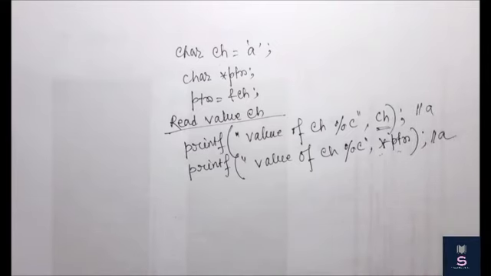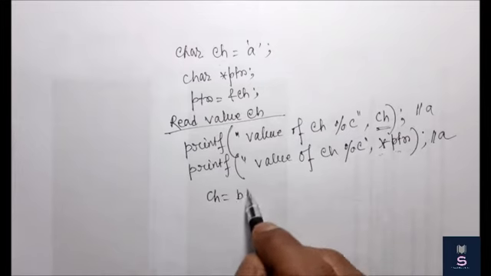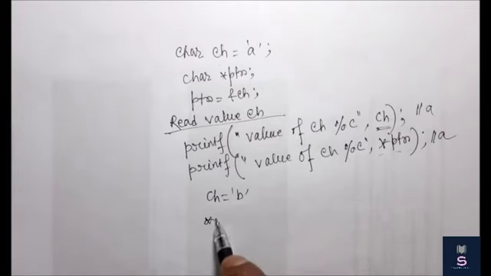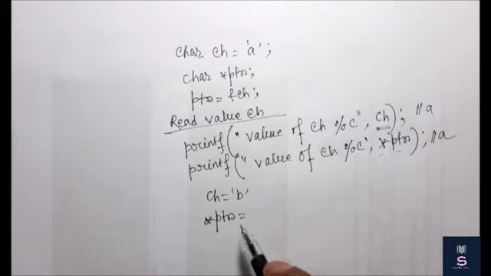Similarly, if I want to change the value of this character, suppose I want to change ch to b, we can write star ptr equal to b. The above code will replace the above value a with b, so the new value will be b. Okay, so for any data type we use star ptr to access the value at an address, right.